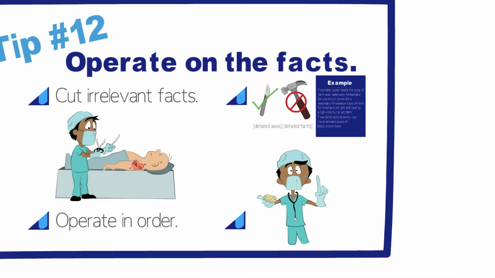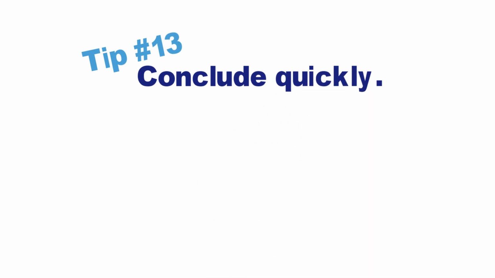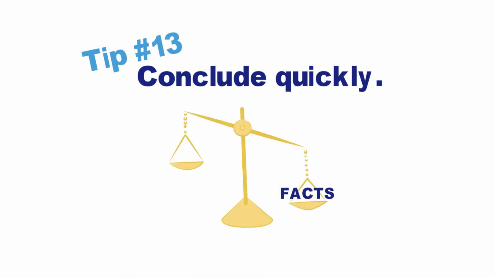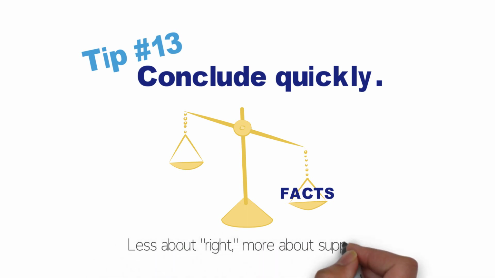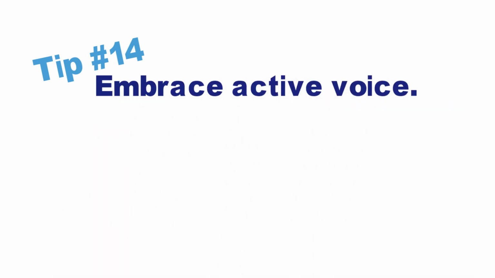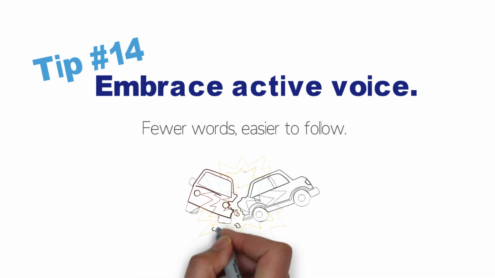Tip number 13, conclude quickly, highlighting the scale-tipping facts. Remember, graders don't normally care much about what you conclude, but instead how you got there. Stress less about whether you got your conclusion right and more about whether you supported your conclusion. Tip number 14, embrace active voice. Active voice normally uses fewer words and is easier to follow. Jane hit Bob, not Bob was hit by Jane.